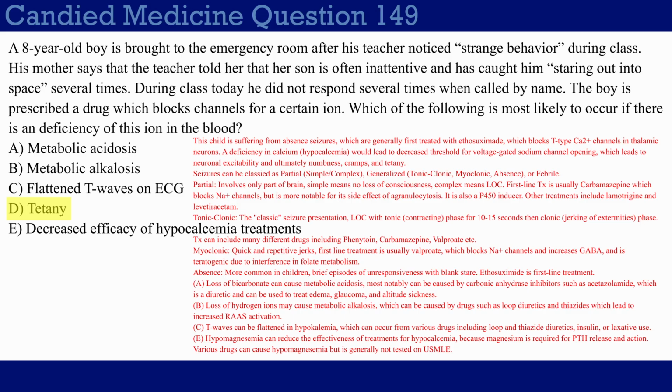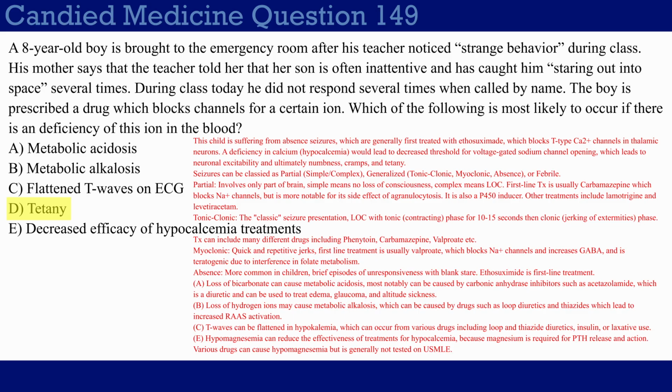Choice C, flattened T waves on ECG. This is kind of a harder answer choice, but this is what happens in hypokalemia, or it's one thing that can happen in hypokalemia. Hypokalemia can be caused by various things, including the aforementioned loop and thiazide diuretics, because once again, if you activate the RAAS system, you're peeing out a lot more potassium, so you get hypokalemia. Remember, aldosterone keeps sodium, pees out potassium, right?